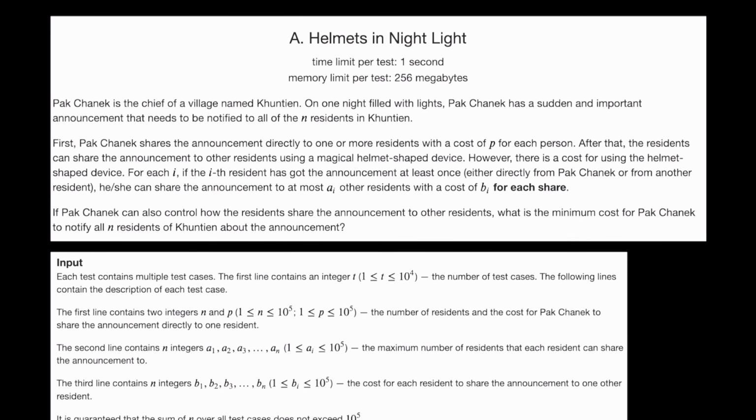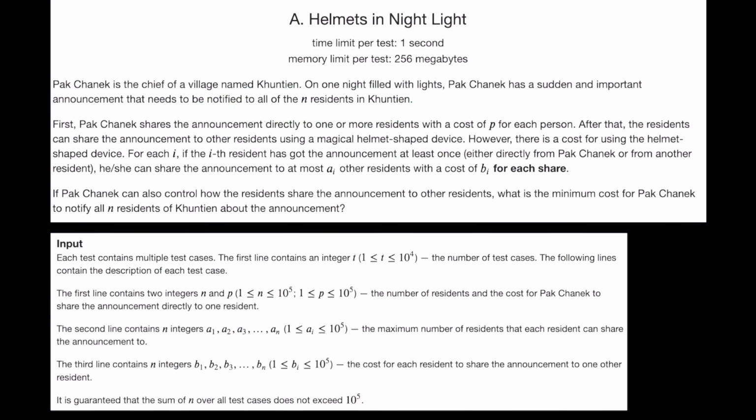Park Chanek is the chief of a village. On one night filled with lights, Park Chanek had a sudden and important announcement that he needs to notify to all the residents. First, Park Chanek shares the announcement directly to one or more residents with a cost of P for each person. After that, the residents can share the announcement to other residents using a magical helmet-shaped device. However, there is a cost for using the helmet for each share.